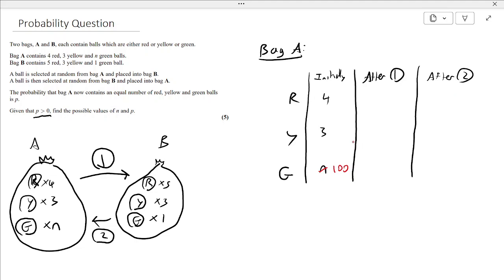I'm only changing each number by 1, and I'm doing that twice, right? So at most, I'm changing everything by 2. I can't get this 100 down to like 3 and 4. Even if I lost a green ball every time, right? I still end up with far too many for it to be the same numbers.